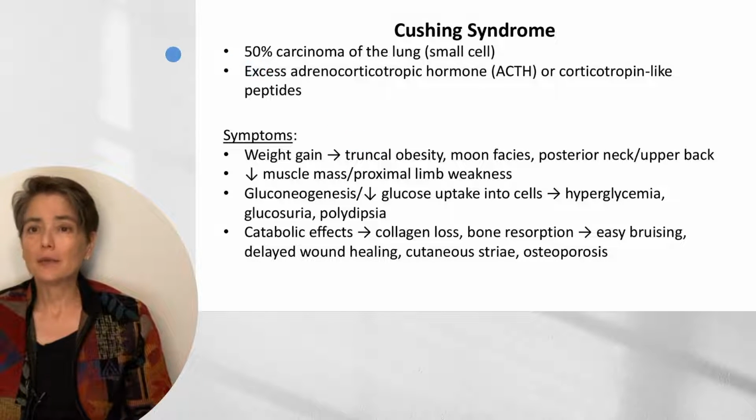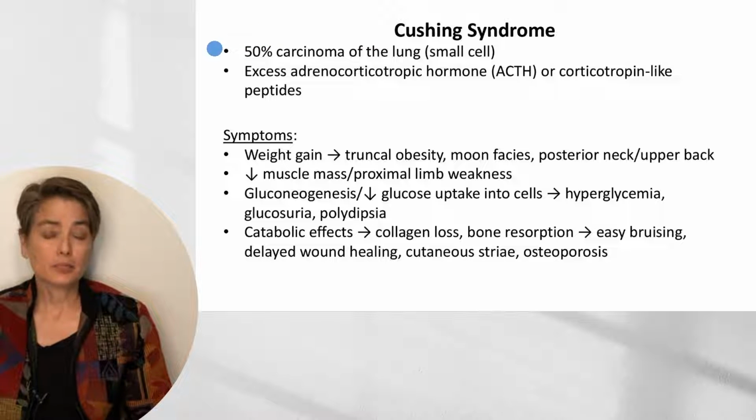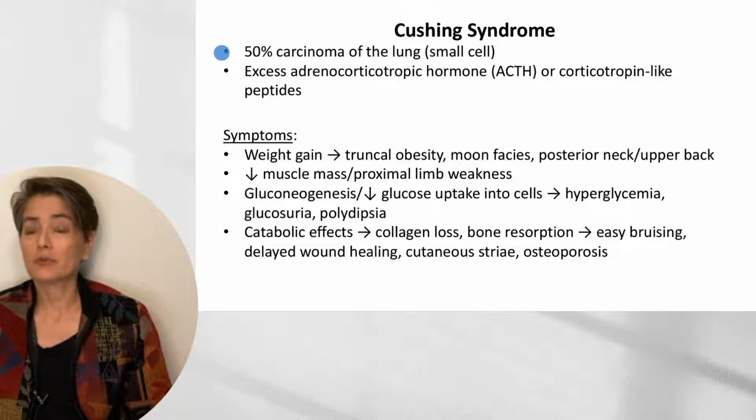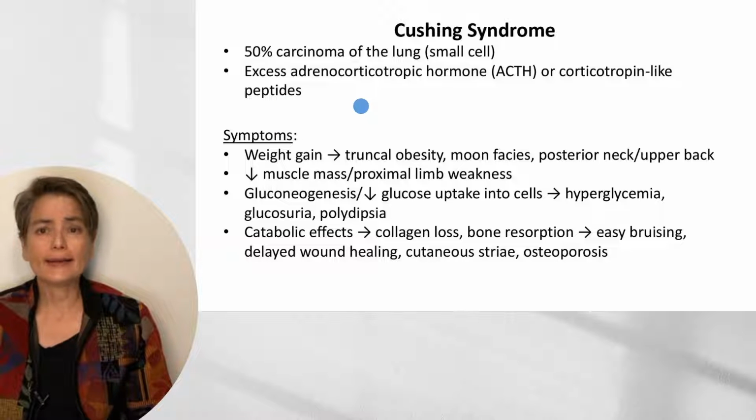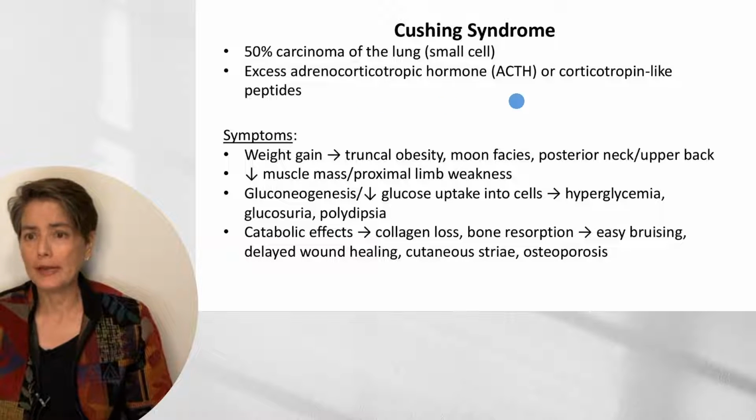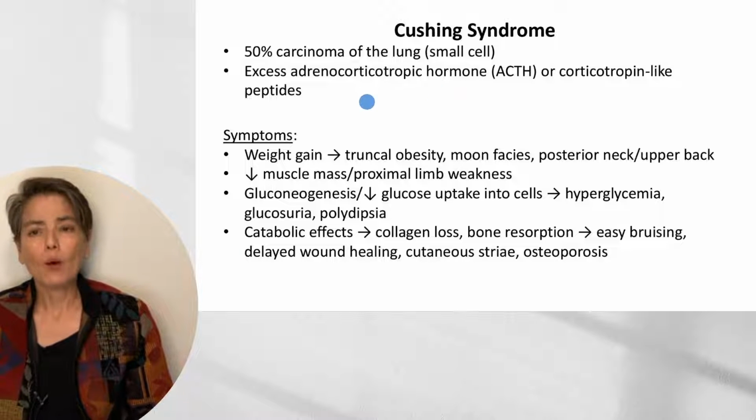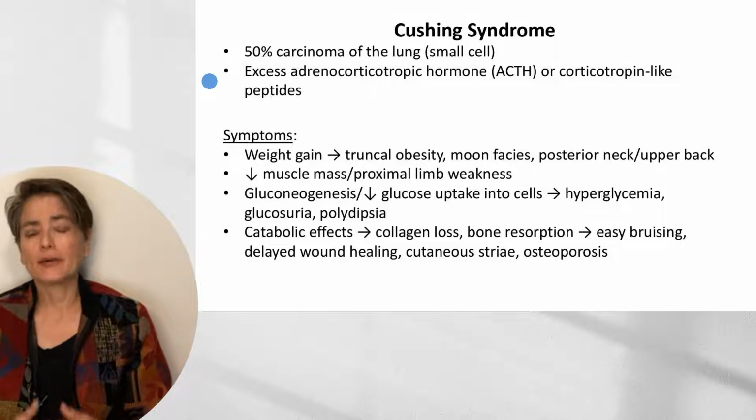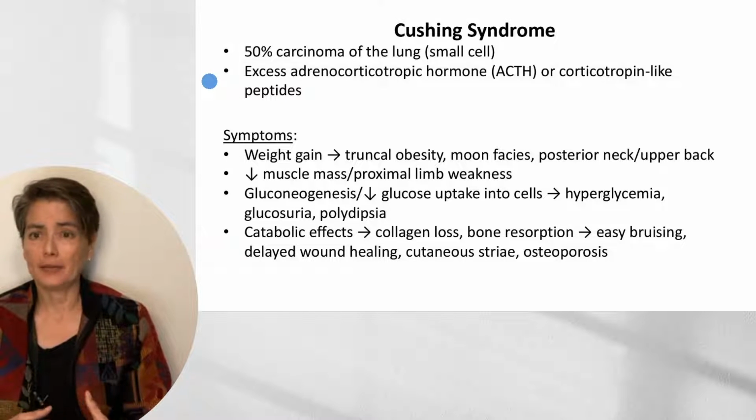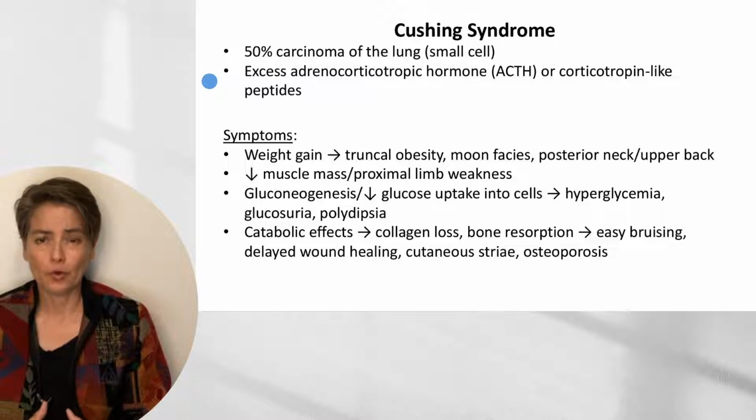So when we get paraneoplastic Cushing syndrome, about half of the time it's going to be due to small cell carcinoma of the lung. And actually, small cell carcinoma of the lung is associated with a variety of paraneoplastic syndromes. And what Cushing syndrome is due to is going to be excess adrenocorticotropic hormone, ACTH, or a corticotropin-like peptide. And what this ACTH is going to do is it's going to have a profound effect on the body, because ACTH is a very powerful hormone.